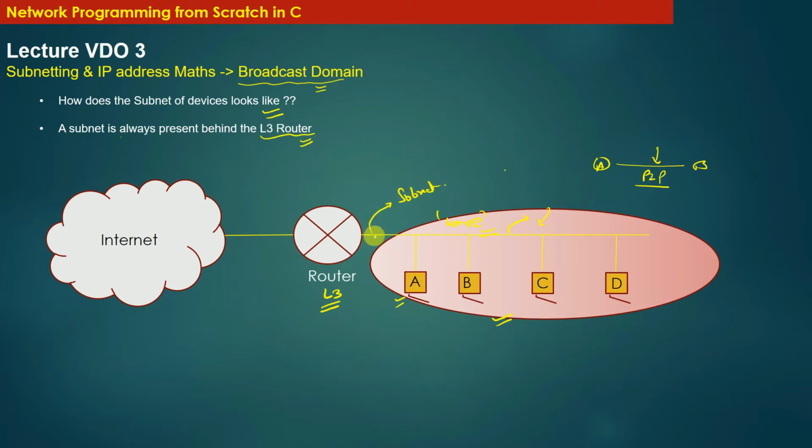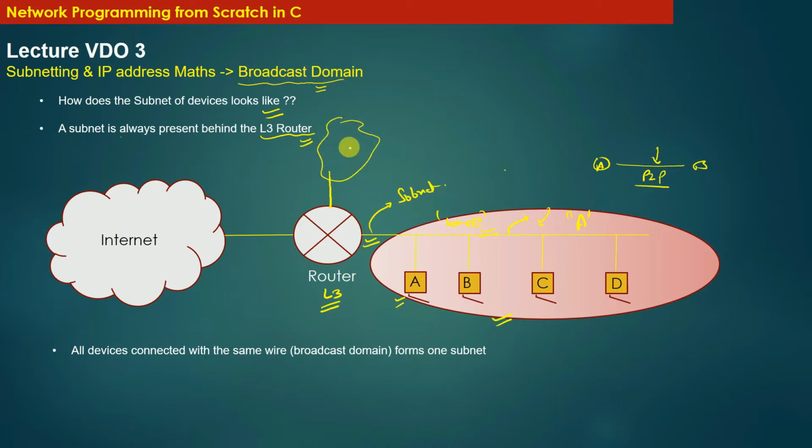So you can see that this interface of an L3 router represents a subnet. Let us call this subnet A, right? Similarly, if there was another interface on the router, then that particular interface would represent another subnet. Let's say that subnet is B.